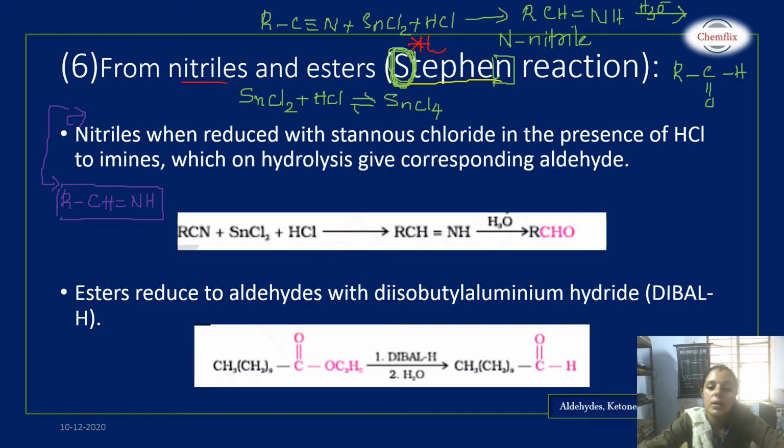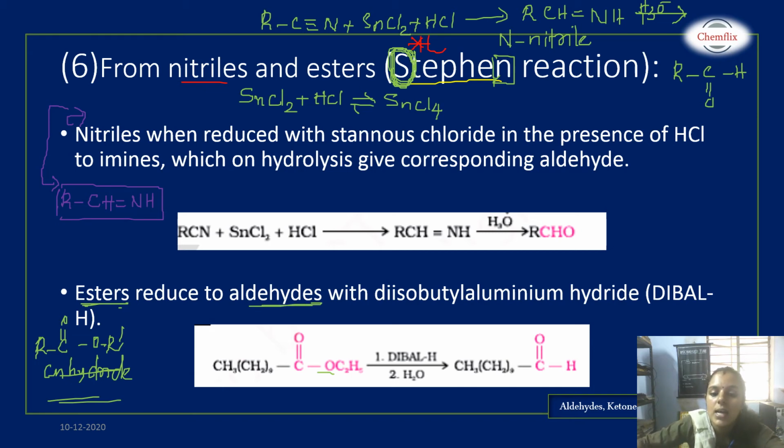Now the next method is also a reduction, of the anhydride. You are taking an anhydride, RC double bond O, O R dash. Sorry, you are not taking anhydride. You are taking an ester, RC double bond O R dash. This ester is reduced to aldehydes with diisobutyl aluminium hydride.